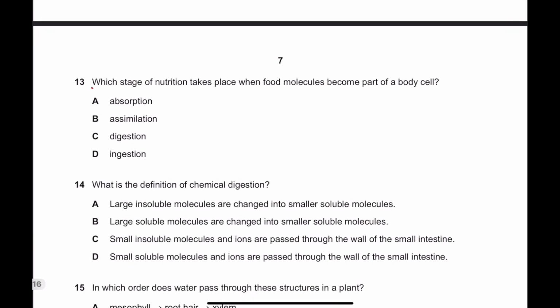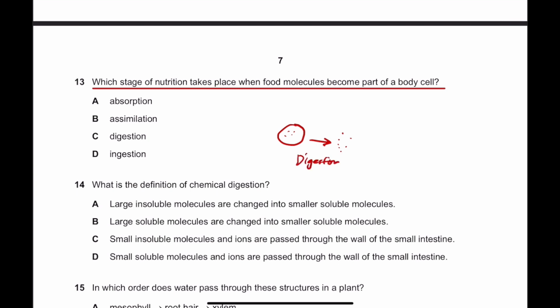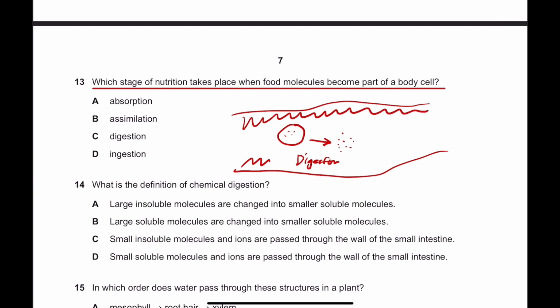Number 13. Which stage of nutrition takes place when food molecules become part of a body cell? So, when food molecules are digested, they become smaller. Okay. That happens through digestion. And when these small molecules are present in the small intestine, so this happens in the small intestine, actually, digestion. Well, not only the small intestine, but quite a lot of the digestion happens in the small intestine.